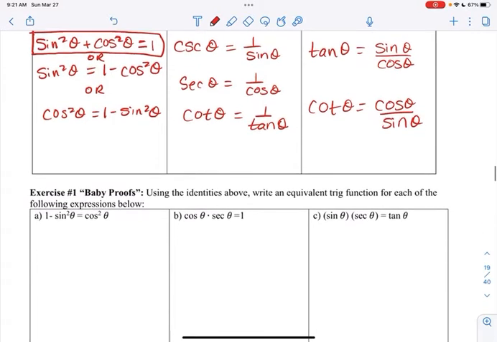These are sort of what they call baby proofs. They're not real proofs. Don't think they're the proofs like geometry was. So we want to write an equivalent trig function for each of the following expressions below. So 1 minus sine squared theta. Well, we know that 1 minus sine squared theta is equal to cosine squared theta. We had that up here, right? And then I have cosine squared theta on the right as well. So basically these are equivalent to each other.